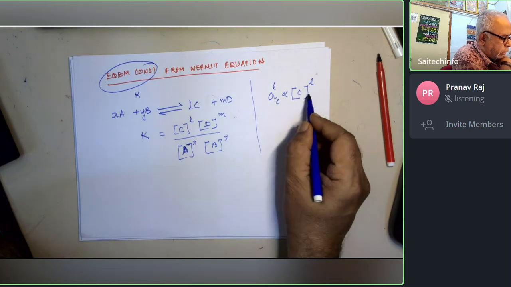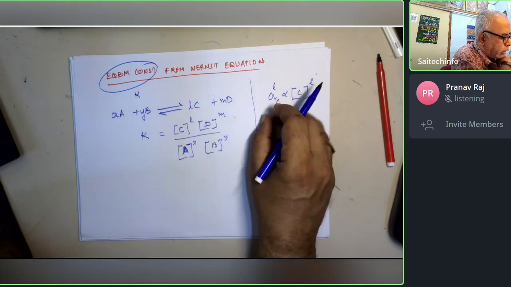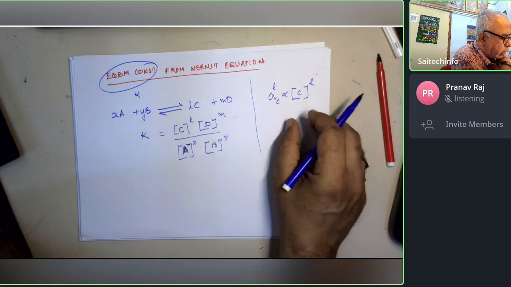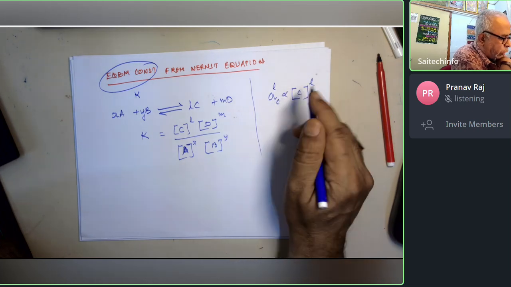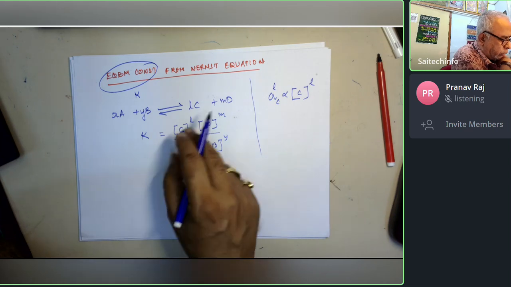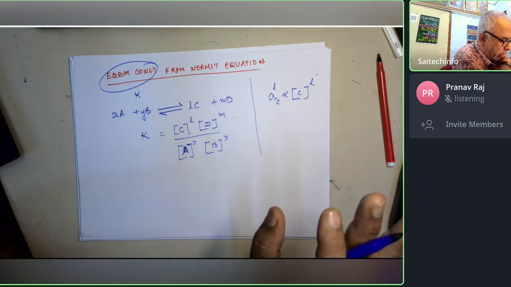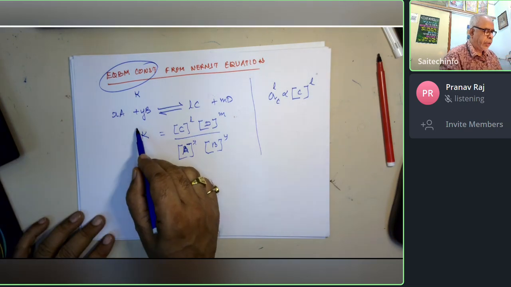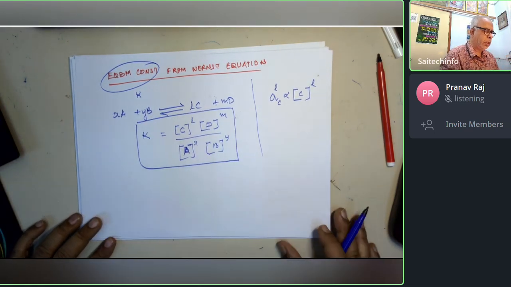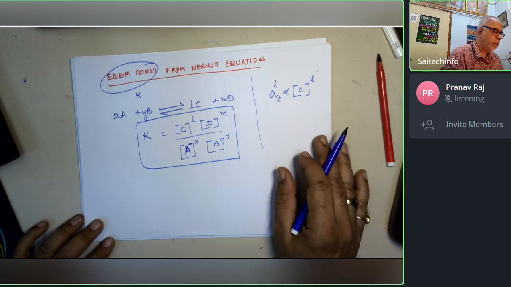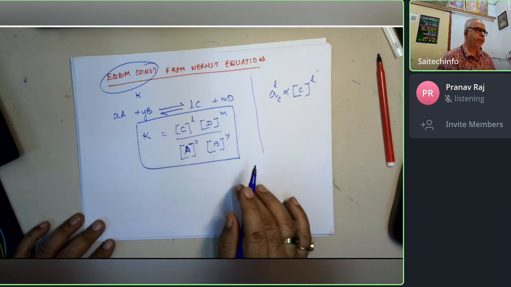And since these are all strong electrolytes, we can say the active mass is fully involved as concentration. So this is replaced by the concentration term of C. And that is why, instead of activities, I put concentration terms. Is it clear? So this is called the equilibrium constant. What is K? Equilibrium constant. And what is the law associated with this? Law of mass action.